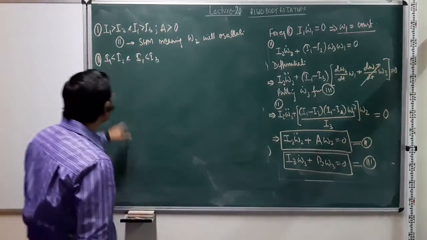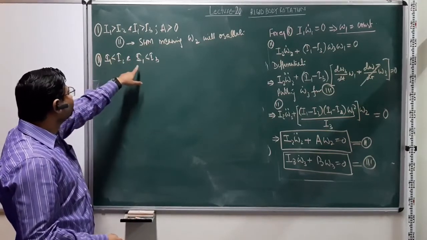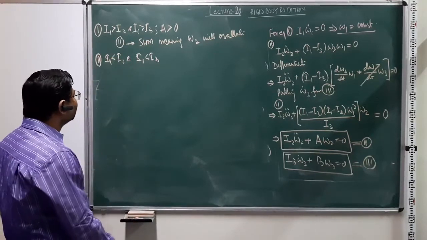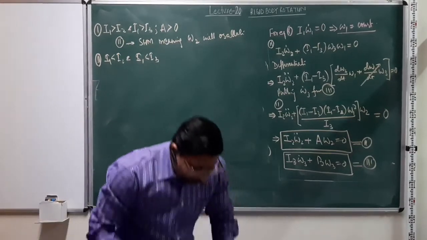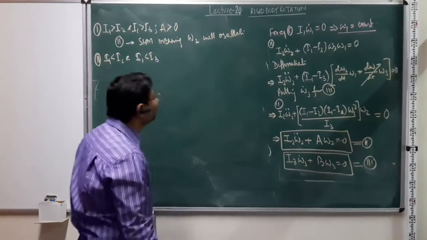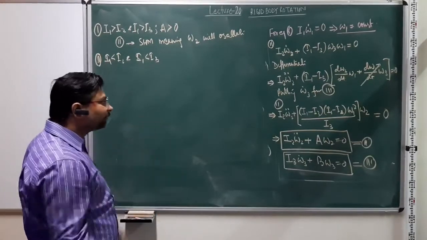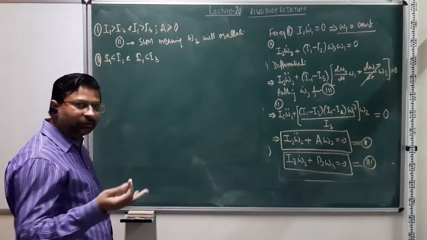So the third axis, where the moment of inertia is lower compared to the other two axes. If the initial motion was about this axis, with frequency omega 1, then again it will remain there. That motion is not going to go anywhere, right?